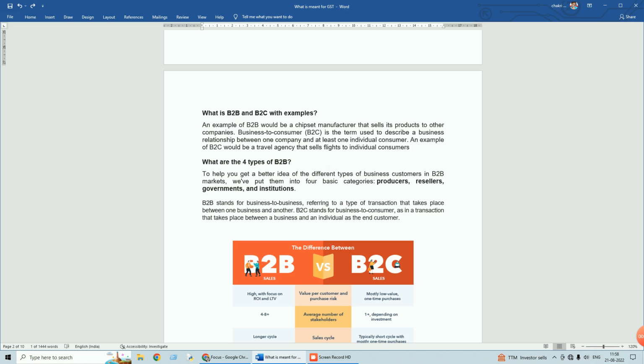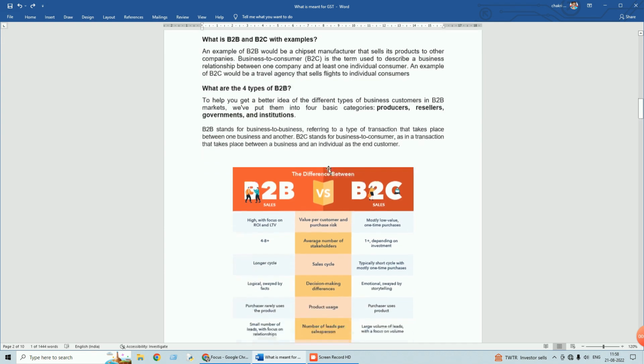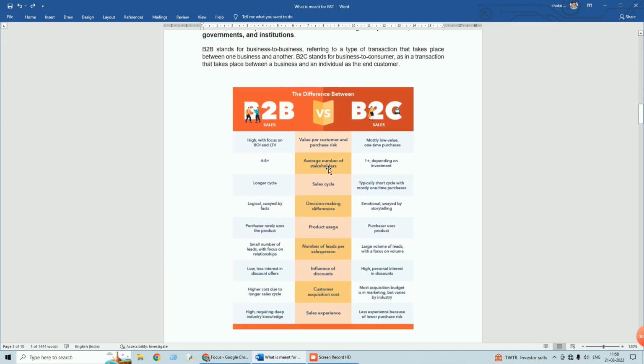Again in B2B there are four types of B2B people. One, there can be producers, like the product producers, or you can call them item producers. There can be resellers, and it can be government organizations and institutions. Here I am giving the differences between B2B and B2C. This is a chart. You can go through this chart. You will know most of the points.